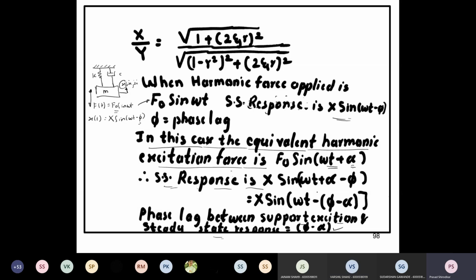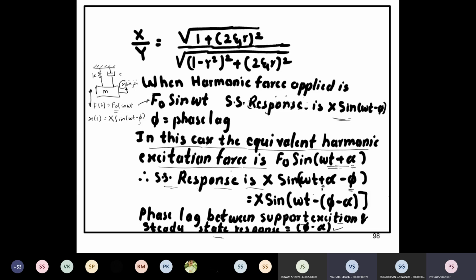Alright, so now here you have this additional alpha, so the steady state response is what? If you compare this solution, whatever is this angle, you are going to subtract the angle alpha from it. You are going to subtract the angle phi from it. Alright, so the steady state response is amplitude X sine omega t plus alpha minus phi. Alright, and then I have just rearranged this mathematically so that I should be able to write it in the form of omega t minus something. Alright, so these two things are same.